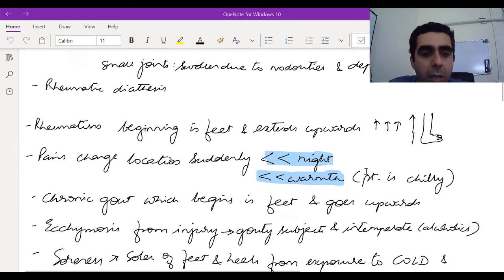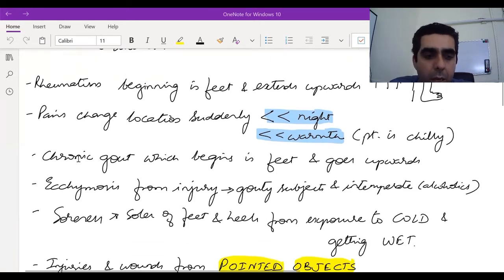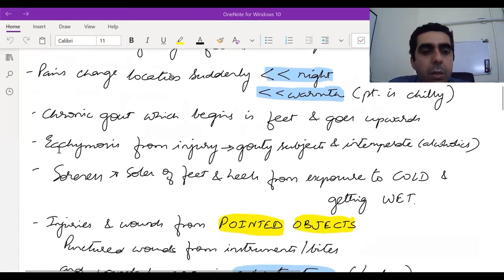So pains of joints change location suddenly, and the pains are worse mostly at night and from warmth in general, even though, as I told you earlier, the patient is chilly. So it is indicated for chronic gouts which begin in the feet and go upward, or rheumatism which begins in the feet and goes upward.